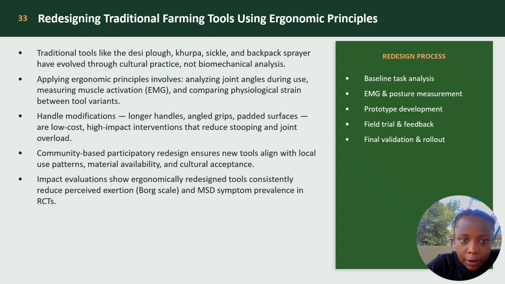Traditional tools like this plough, crop seeder, and backpack sprayer have evolved through culture and practice, not biomechanical analysis. Here is a summary of the design process. First, baseline task analysis. Second, posture measurement. Third, prototype development. Fourth, field trial feedback. The last one, final validation and rollout.